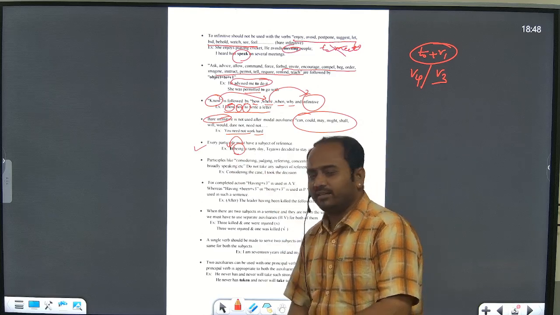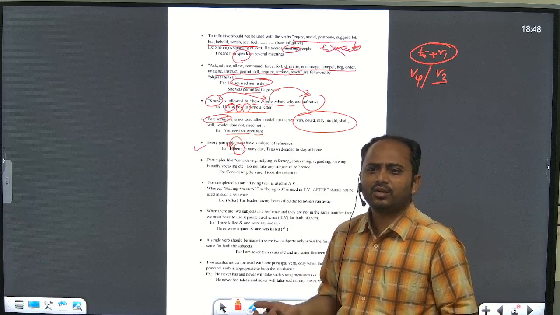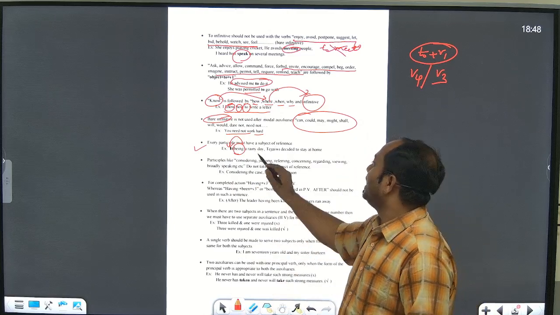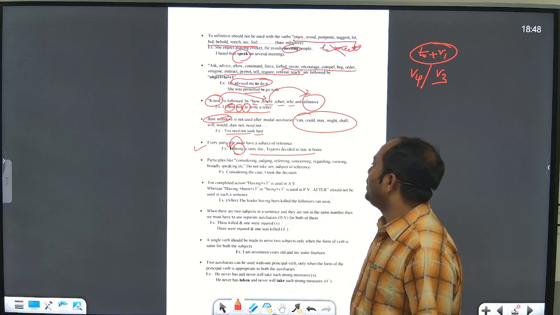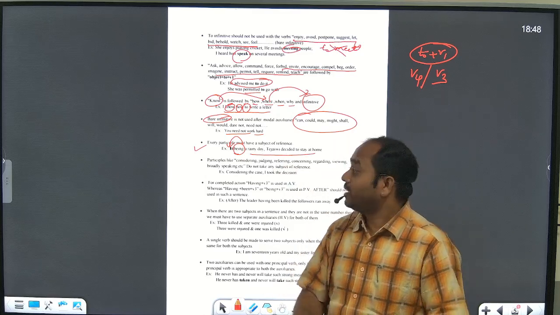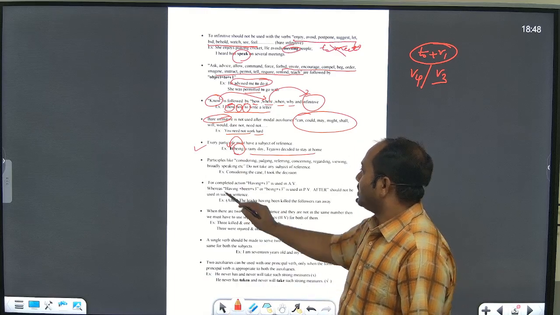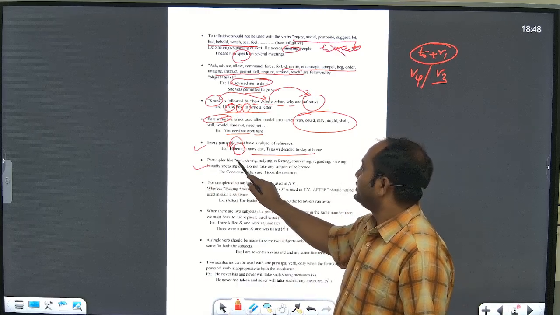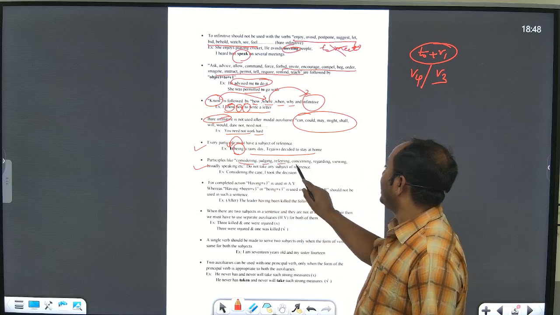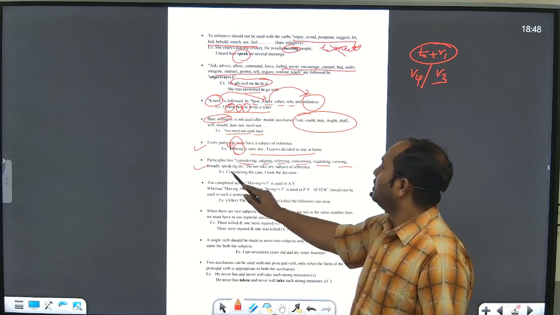"Being a rainy day" is a wrong usage. "It being a rainy day, Tejasvi decided to stay at home." This should be used. Next, there are some participles like considering, judging, referring, concerning, regarding, viewing.